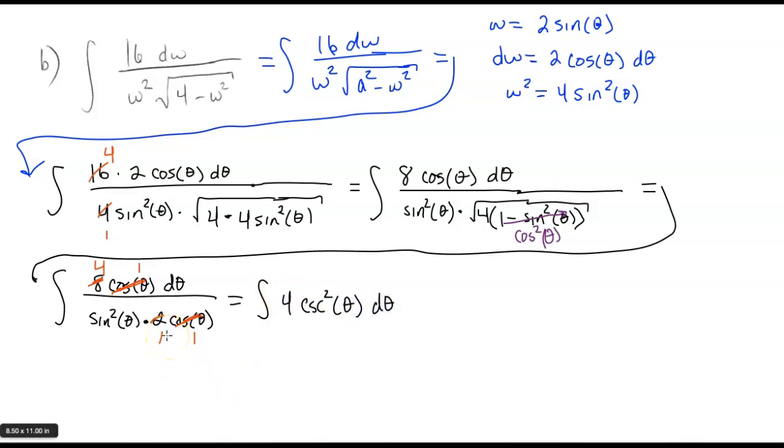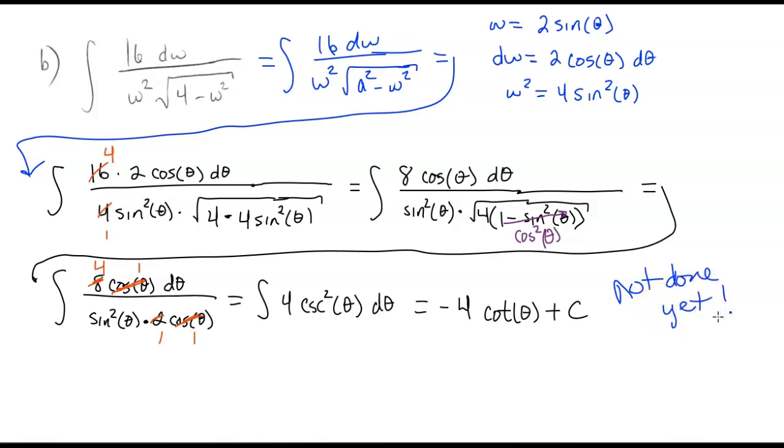Okay. And so now at this point, we're sort of on easy street because we do know that the derivative of cotangent is negative cosecant squared. So that means that the antiderivative of a positive cosecant squared will just be a negative cotangent. So we can go ahead and say this is negative 4 cotangent theta plus C. So now at this point, we're happy that we got this answer here, but we are not done yet.